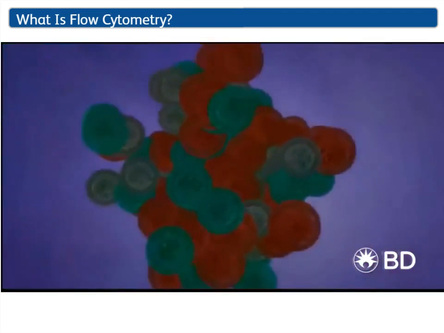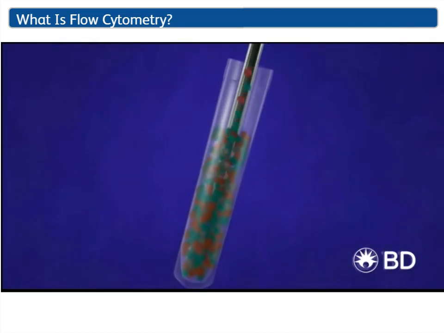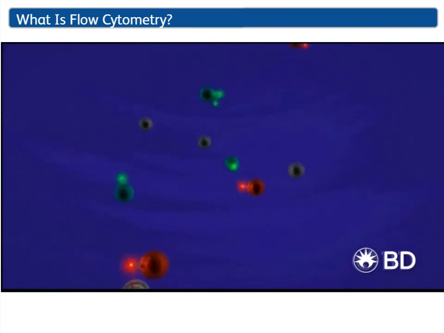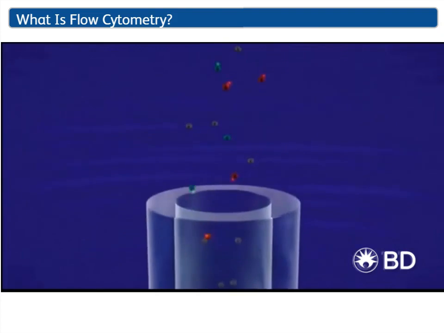What is flow cytometry? If we break the term into three parts, flow implies fluid. Cyto means cell, and metry means measurement. So, flow cytometry is a process of performing measurements on cells or particles that are in liquid suspension. It is a technology that simultaneously measures and analyzes multiple characteristics of single cells or particles as they pass through a beam of light.